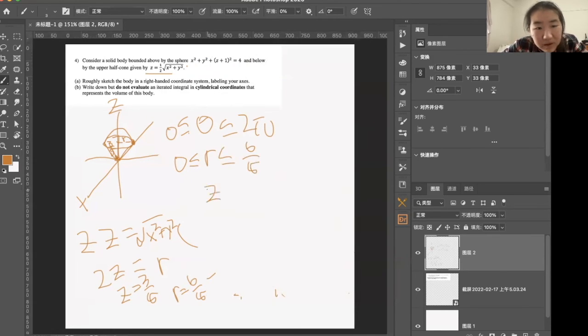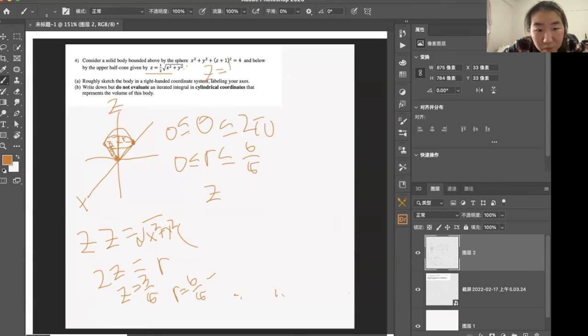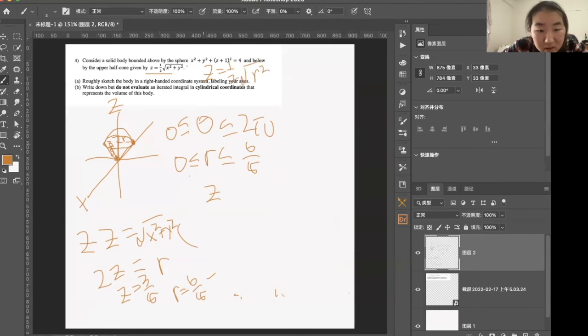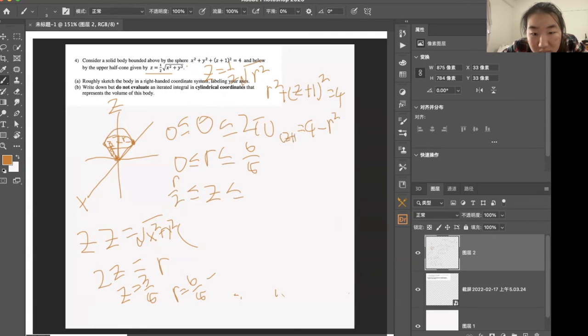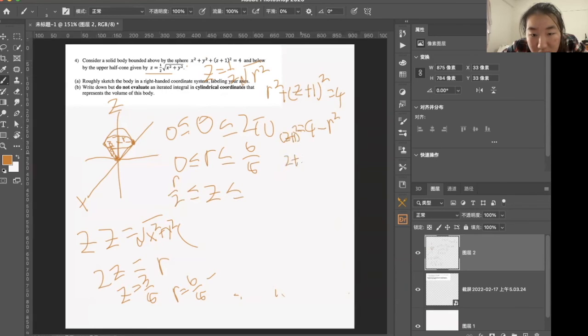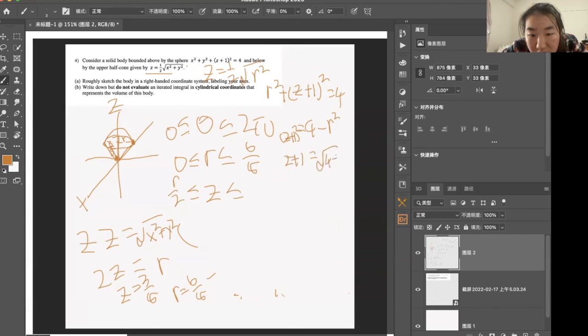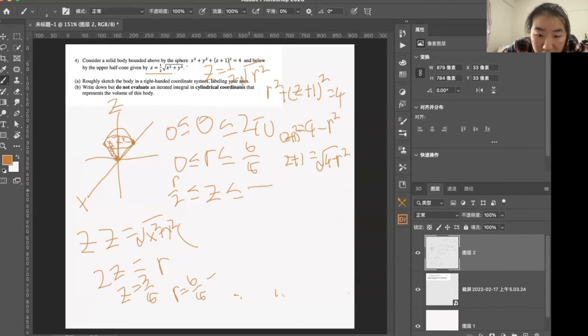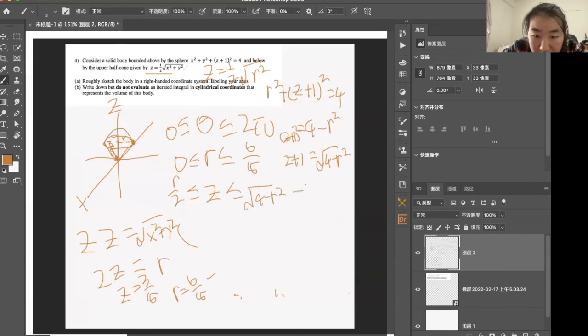And z, well, it's already given to us. z equals 1/2 the square root of r squared. So it was bounded below by r over 2. And it was bounded above by, let's see, r squared plus (z plus 1) squared equals 4. 4 minus r squared equals (z plus 1) squared. z plus 1 equals the square root of 4 minus r squared. Therefore, it was bounded above by the square root of 4 minus r squared, minus 1.